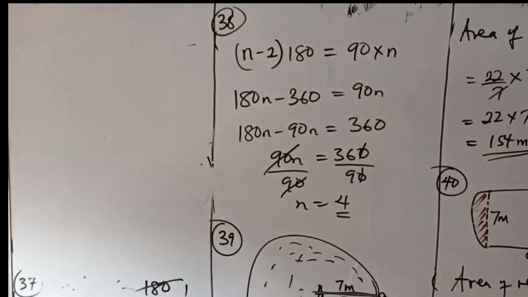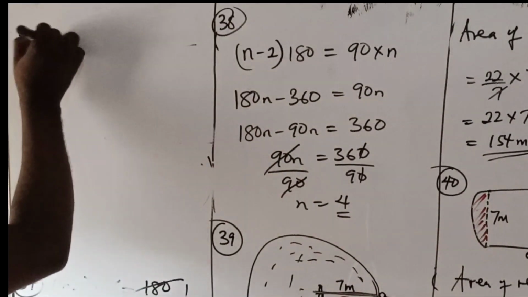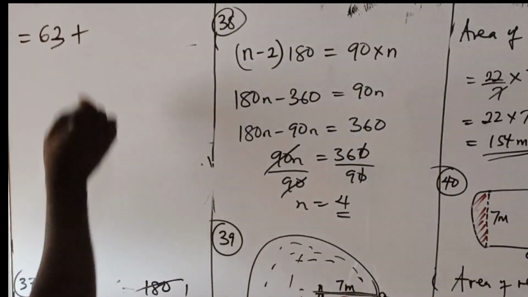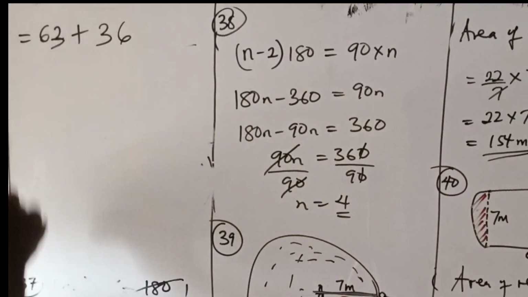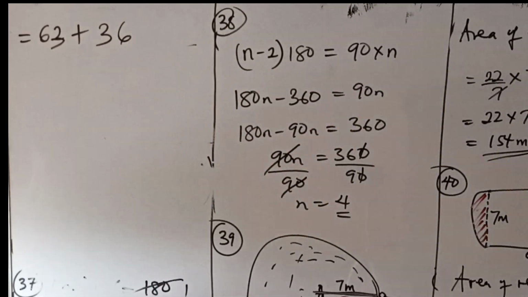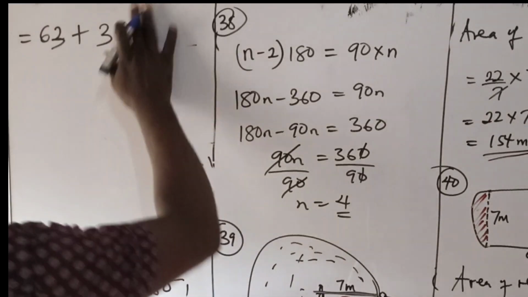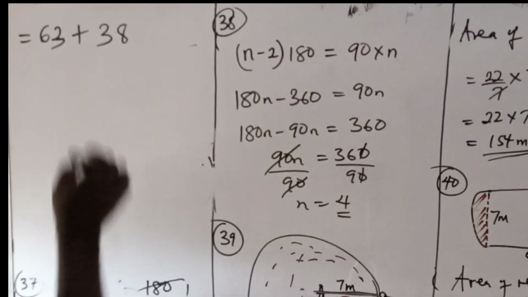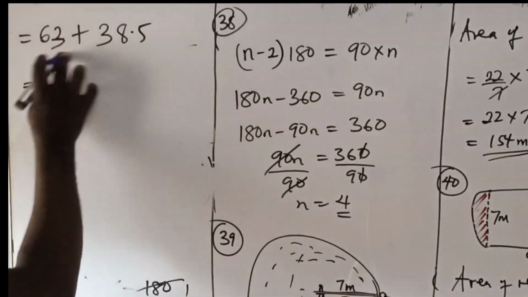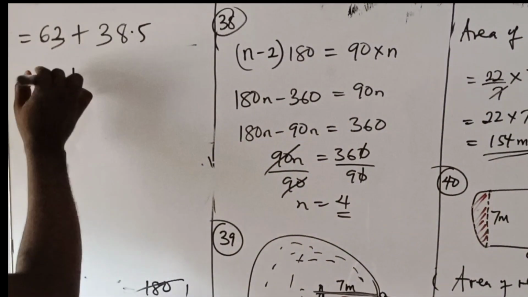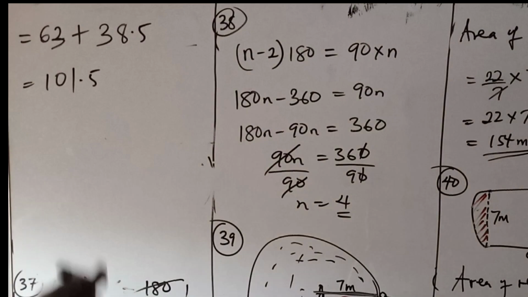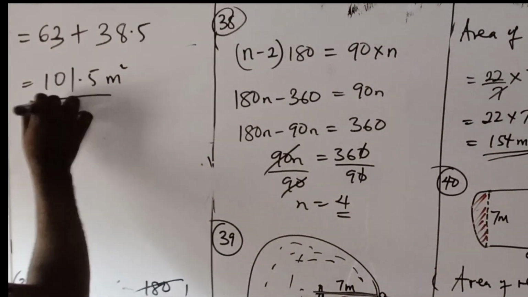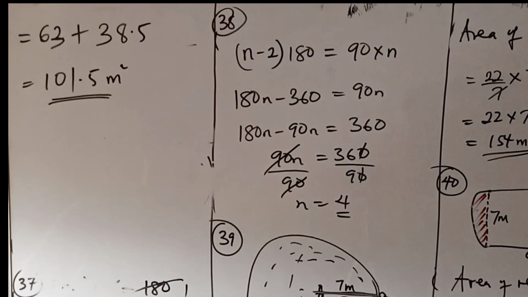77 divided by 2 is 38.5. So we add this together with 63. That is 101.5 meters squared. So that gives us the answer to question 40.